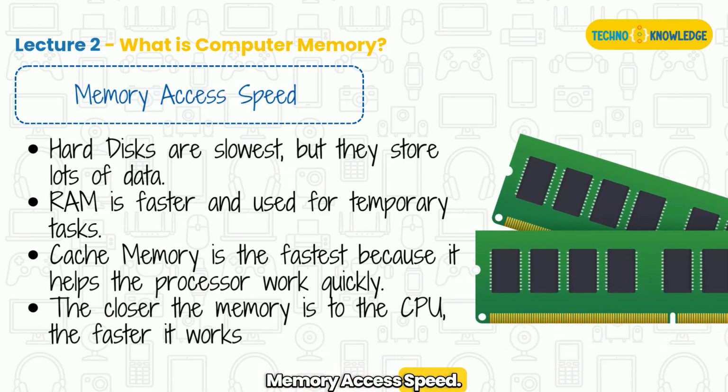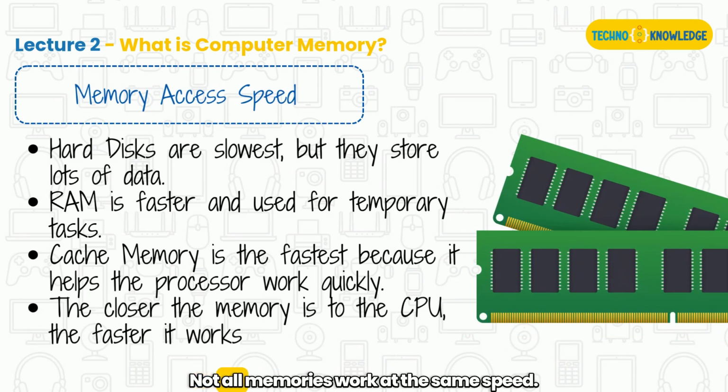Memory access speed. Not all memories work at the same speed. Here's a quick comparison. Hard disks are slowest, but they store lots of data. RAM is faster and used for temporary tasks. Cache memory is the fastest because it helps the processor work quickly. The closer the memory is to the CPU, the faster it works.